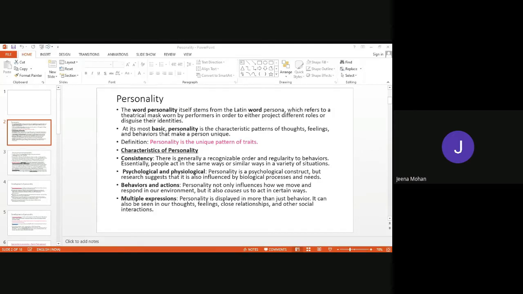Then the first question, in the first section of the assignment, that is Section A, 45 marks. The first question is: discuss the biological and environmental factors in personality development. So when you write the assignment, first give an introduction regarding the personality, because it is a 45 mark question. After that give a few famous definitions of personality, then give an introduction regarding factors affecting personality.